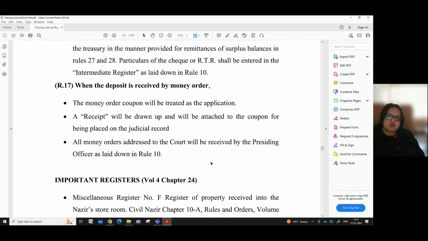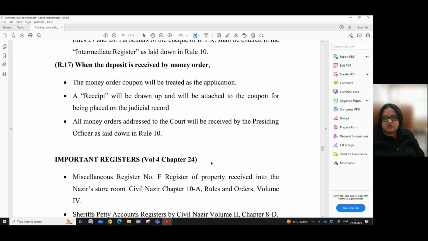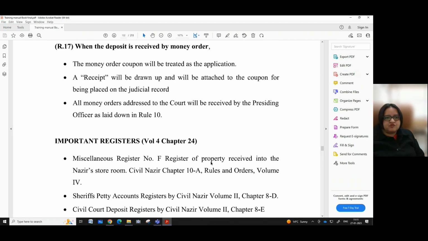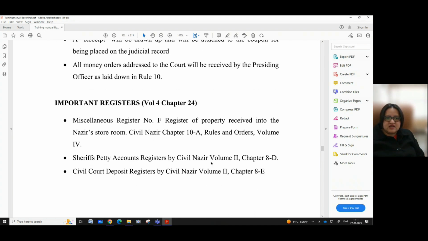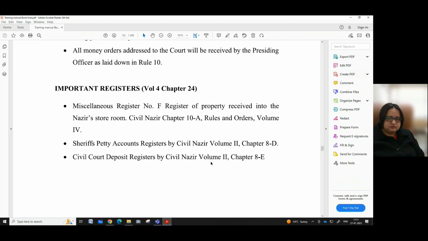Rule 17 speaks with regard to when the deposit is received by money order. The money order coupon will be treated as the application. A receipt will be drawn up and will be attached to the coupon for being placed on the judicial record. All money orders addressed to the court will be received by the presiding officer as laid down in Rule 10.